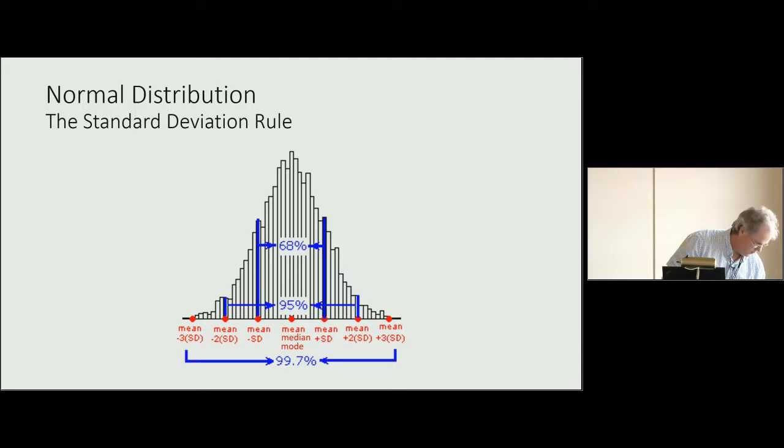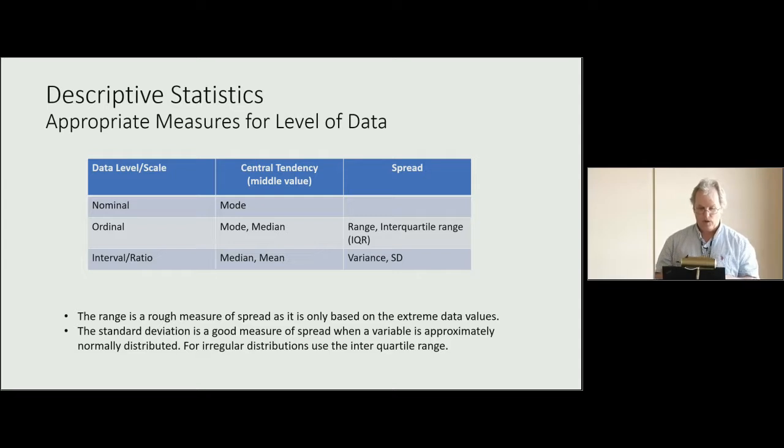So I'm going to back up because I just want to mention one thing here. I want to talk about the standard deviation. So this is a good measure of spread, more so than the range. And it's a good measure when the variable is approximately normally distributed. For irregular distributions, and I'll talk about that in a second, we want to use the interquartile range. Okay? So mean and standard deviation, good measure of spread if our data are approximately normal. For those that are irregular distributions, we want to use the interquartile range. Does that make sense?